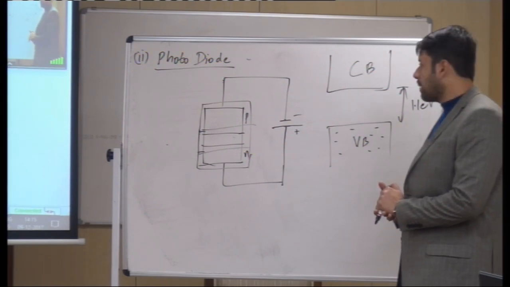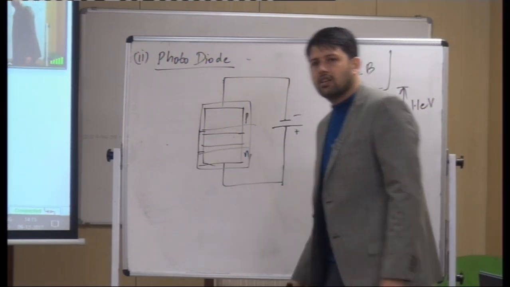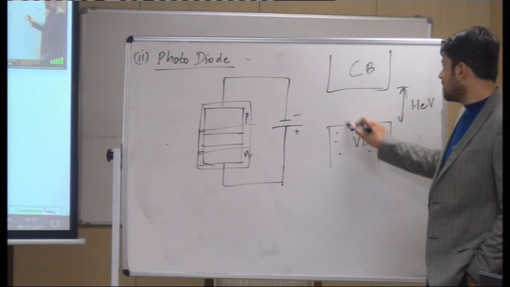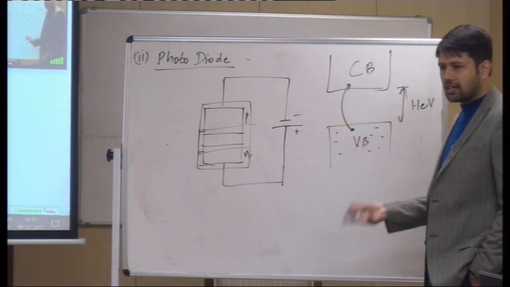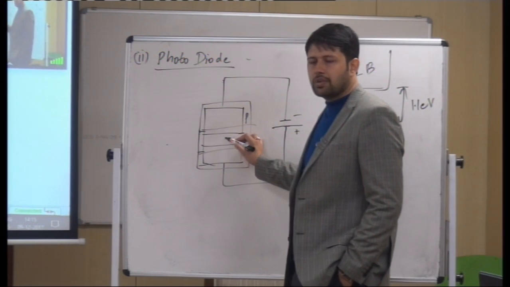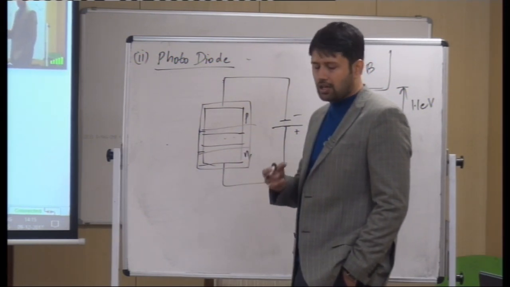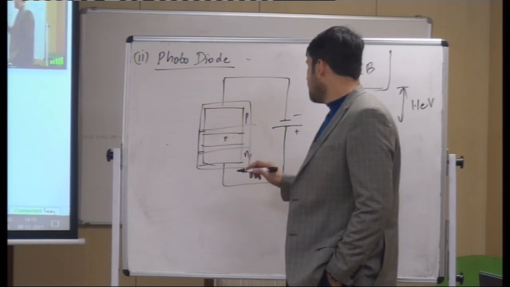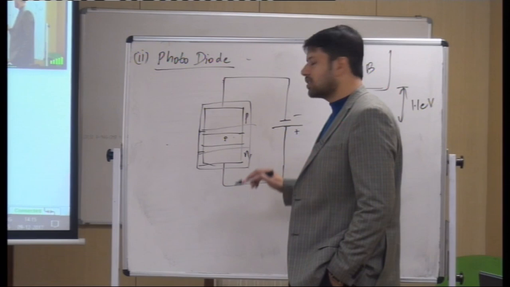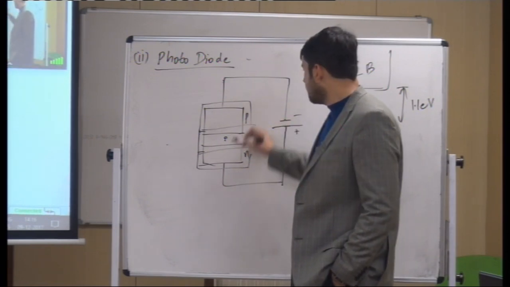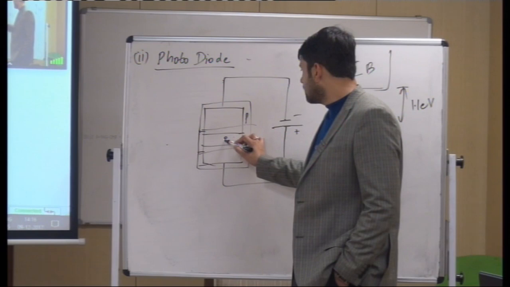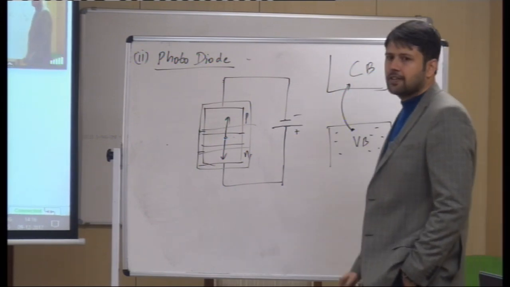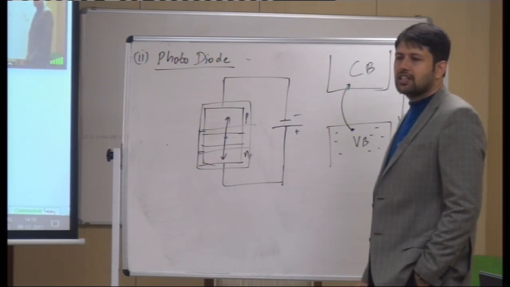So what happens when a photon is incident on a bond? The electrons from the valence band jump to the conduction band and start conducting. An electron becomes free here, so a hole would also be formed here. So an electron hole pair is released, and because of the barrier field, they move in separate directions. This is negative, so the electron moves in this direction and the hole moves in this direction. They are instantly separated. So because of light, the charge carriers increase and there is an increase in current.